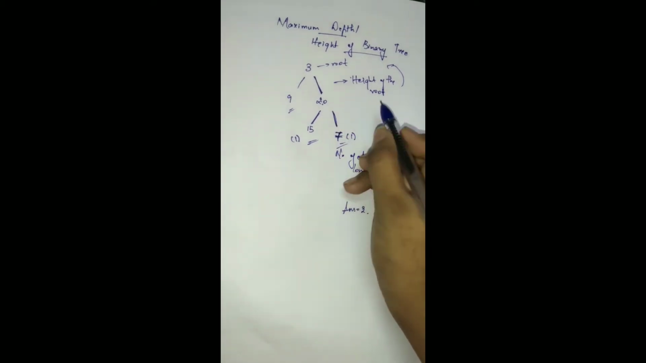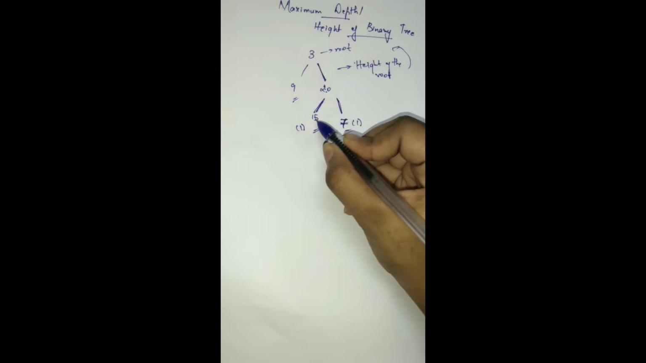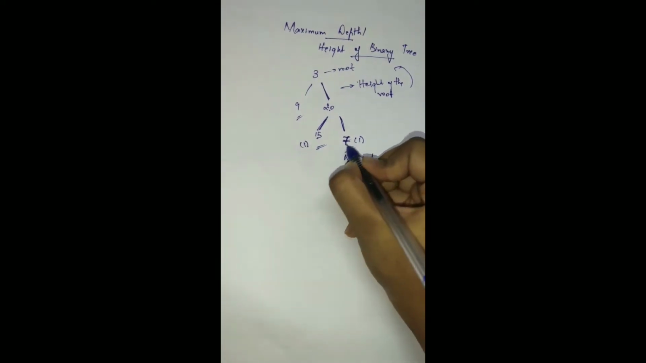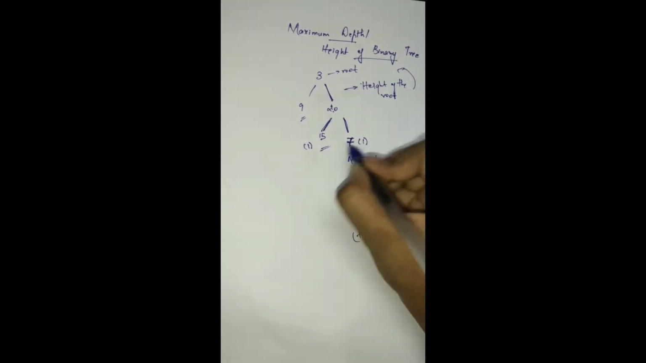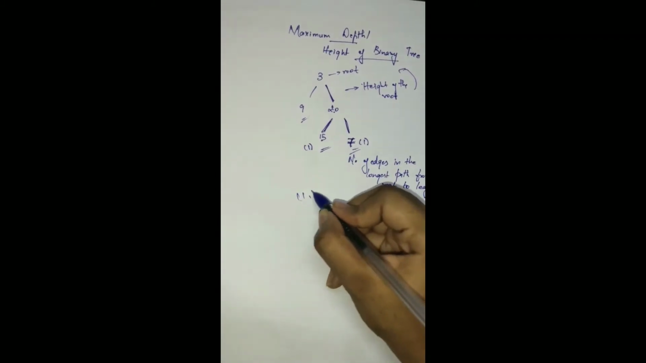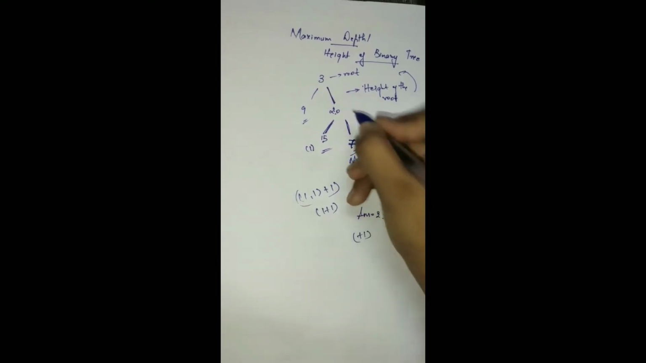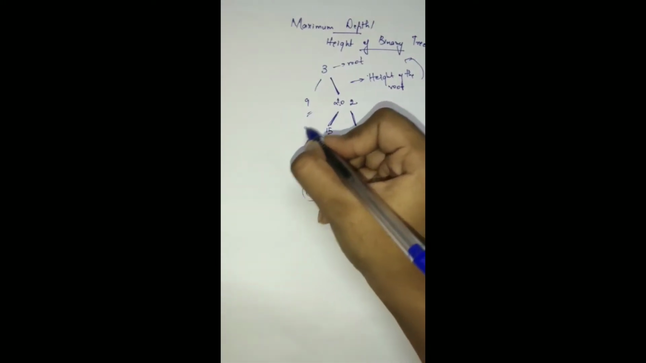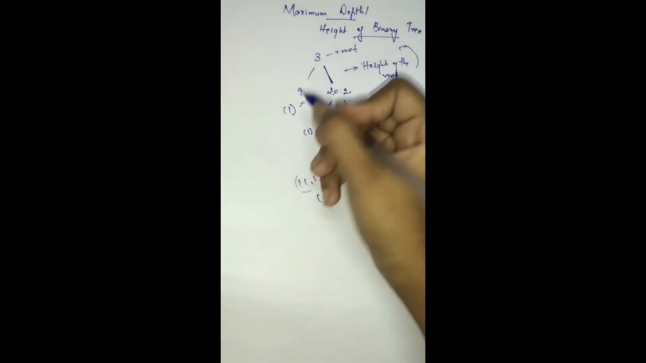Now we are going to find the height of 20. Height of 20 is the maximum of the height of 15 and 7, plus 1, because we are going to consider that node also. So what is the maximum? It is 1 and 1, so 1 plus 1 will be 2. And for 9, it will be 1, because for a leaf node the height will be 1.